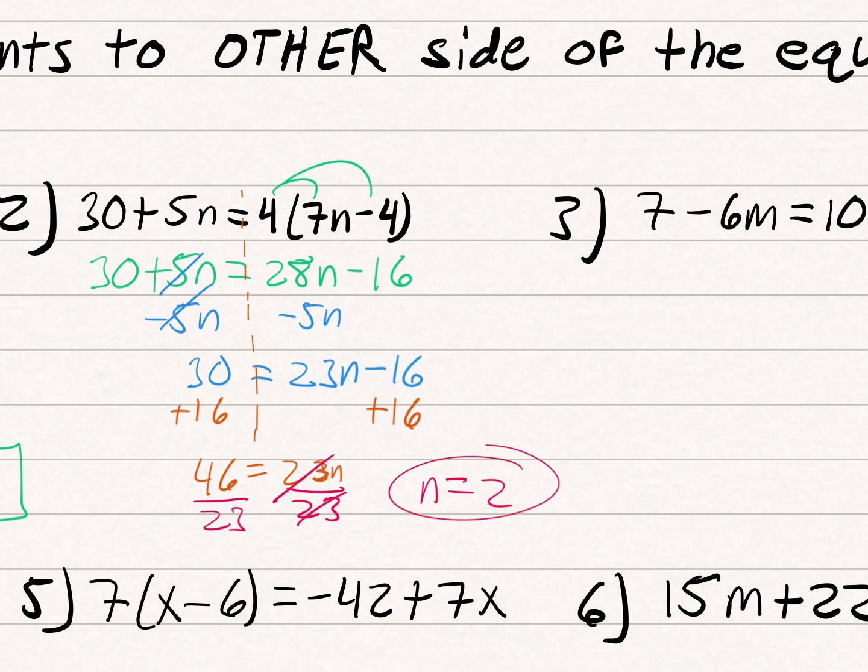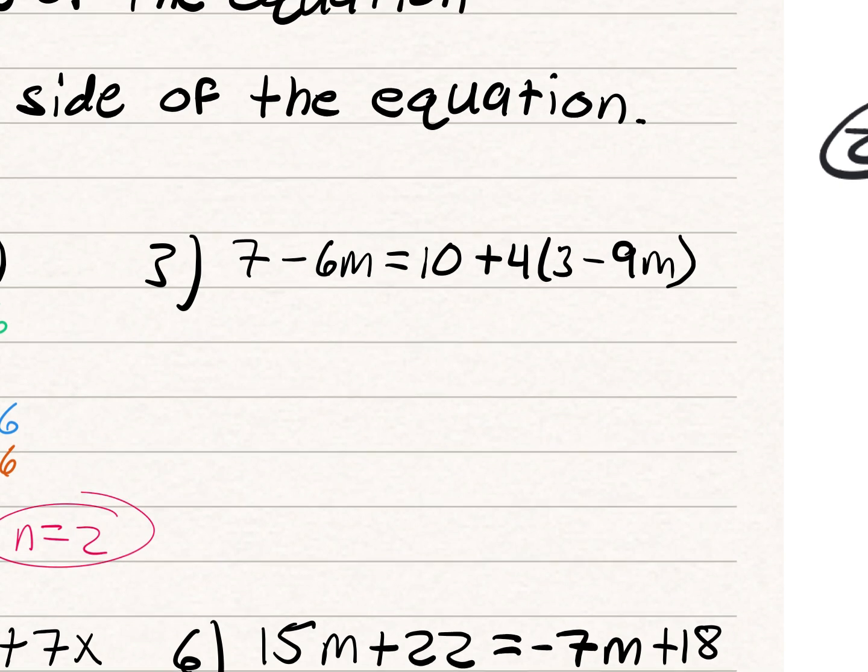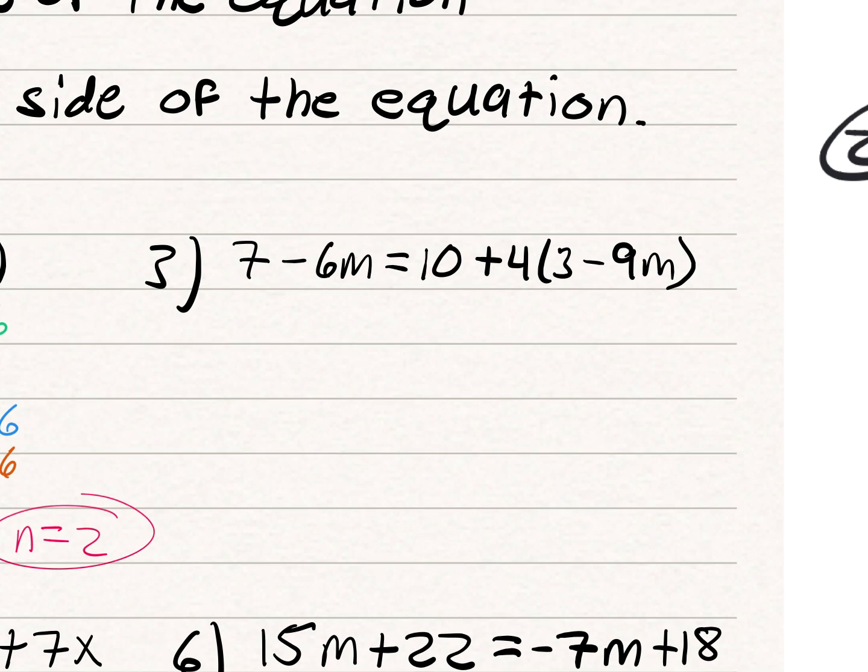And then for number 3, again, we want to distribute. So let's distribute 4. Again, don't do 10 plus 4 and then distribute 14. It's just distributing first. That's what we're doing first. So 7 minus 6m equals 10 plus 4 times 3 is 12. 4 times negative 9m is negative 36m.